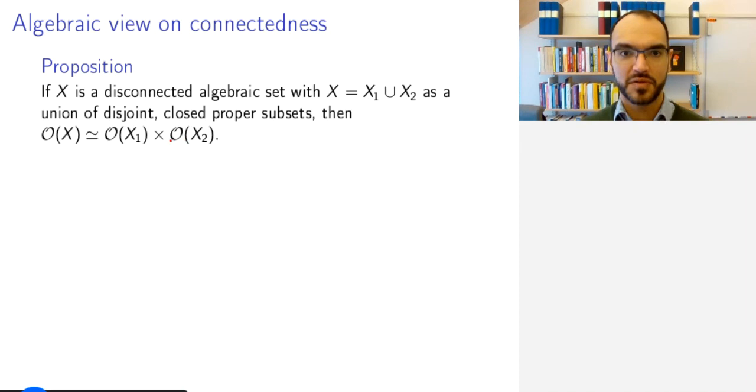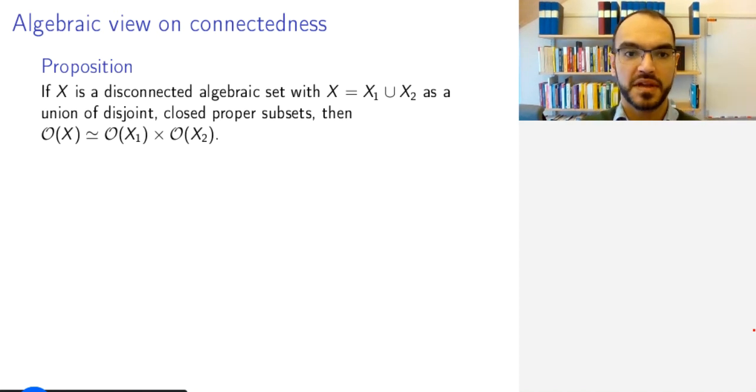What would it imply algebraically if you have a disconnected algebraic set? So if you have an algebraic set that is disconnected, so that it can be written as the union X1 union X2, where X1, X2 do not have any common points, and they are closed proper subsets of X, then the coordinate ring of X will be the product of the coordinate rings of these two. So why is that?